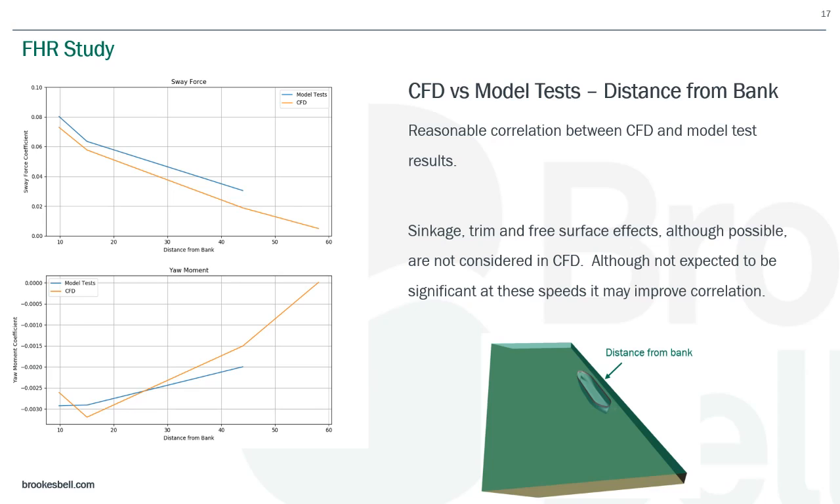And this is what's done here in the graphs on the left. So for the sway force, which is the top left here, you have the model test results in blue and the CFD results in orange, and the bottom graph is for your yaw moment, your twisting moment.